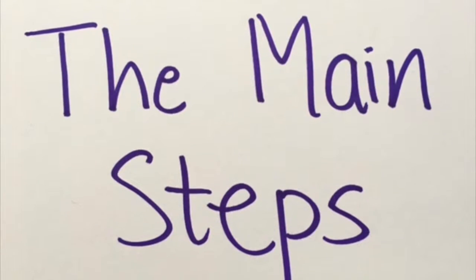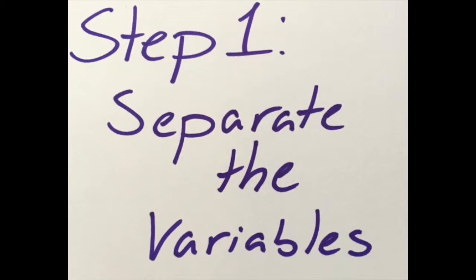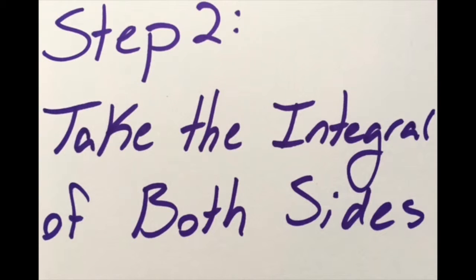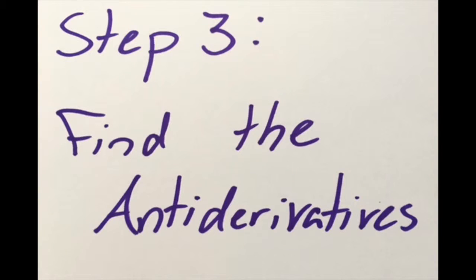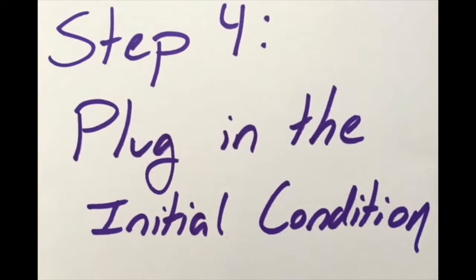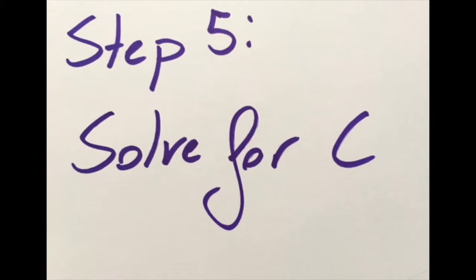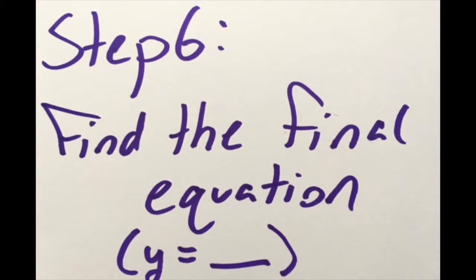The main steps for solving a differential equation are: 1. Separate the variables. 2. Take the integrals of both sides. 3. Find the antiderivative. 4. Plug in the initial condition. 5. Solve for c. 6. Find the final equation in terms of y equals. We are going to walk you through two problems using these steps.